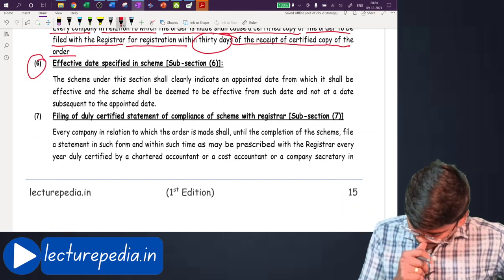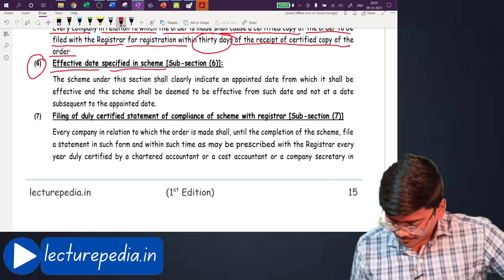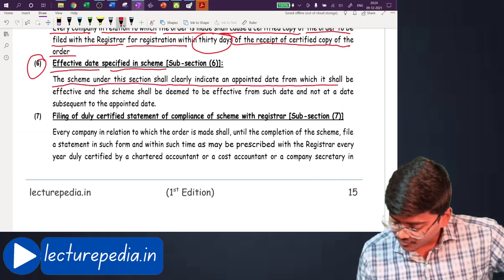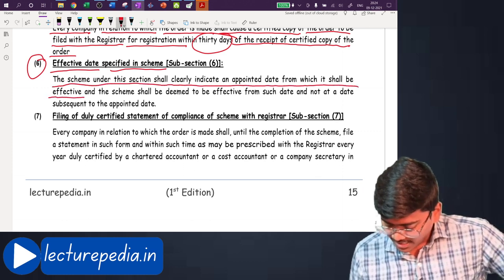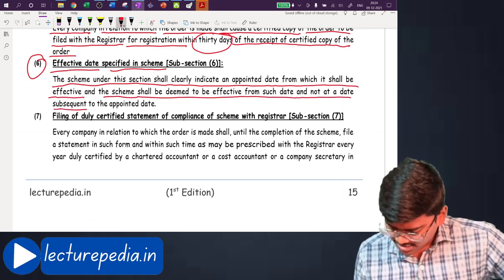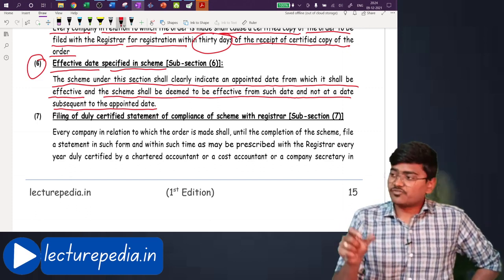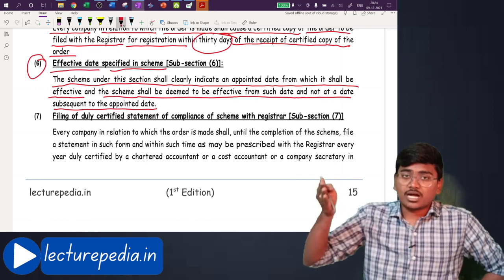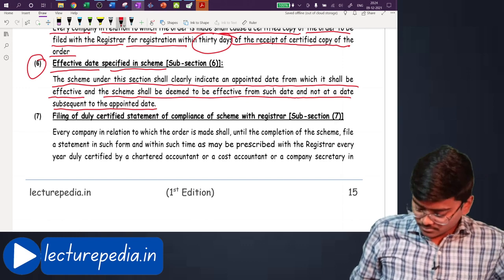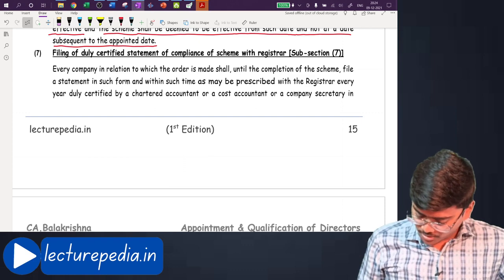Subsection 6, effective date specified in the scheme. The scheme under this section shall clearly indicate an appointed date from which it shall be effective, and the scheme shall be deemed to be effective from such a date and not at a date subsequent to the appointed date. Basically what it says is that the scheme should specify the particular date from which the amalgamation or this merger will start. That is a simple subsection which you can understand.